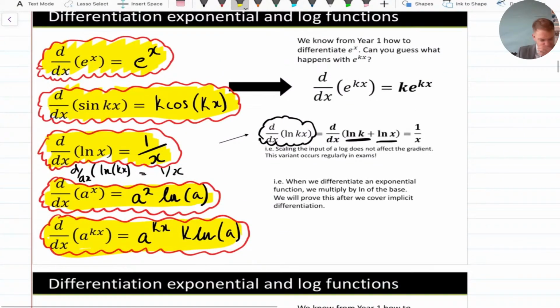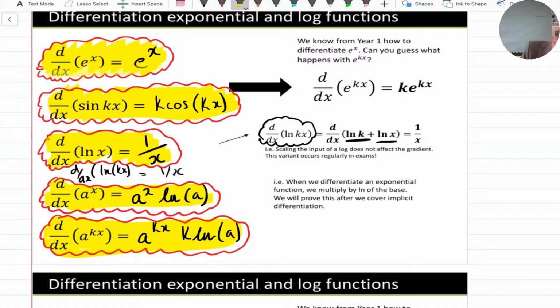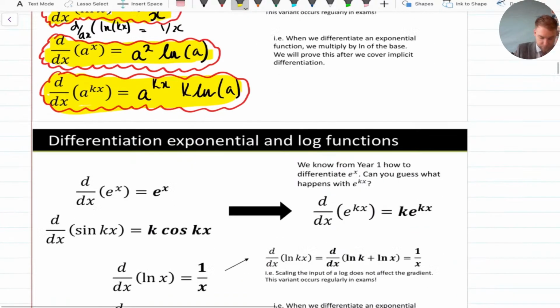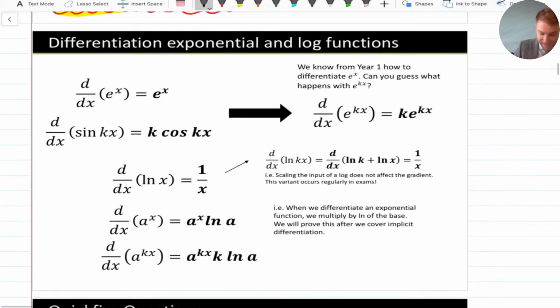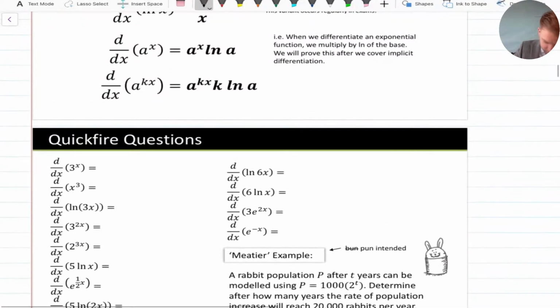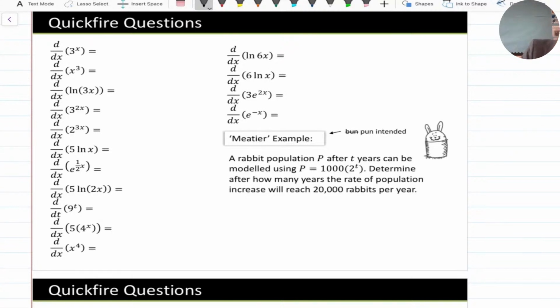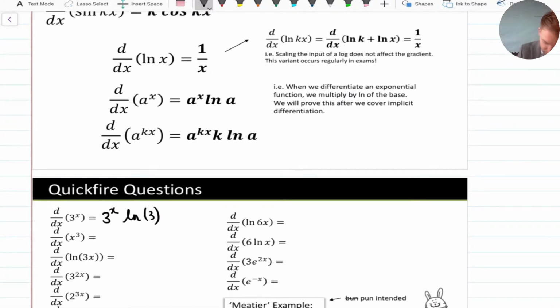Now, you can use these notes to help you. In fact, I'd probably suggest using the notes to help you. So the first one here, differentiate 3 to the x. Now, using the formula, 3 to the x means a to the x, which is going to be this one here. So differentiating that one is going to be equal to 3 to the x ln of 3. Same here, a to the x ln of a.